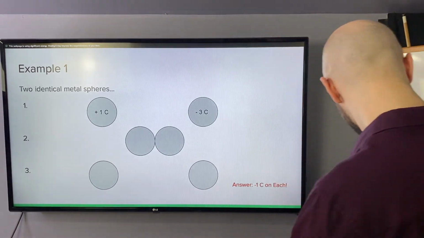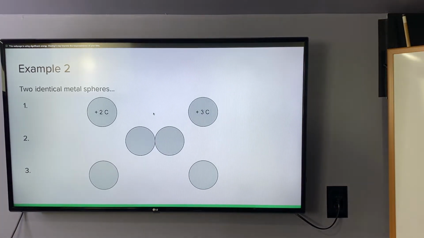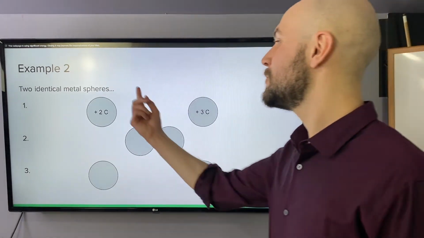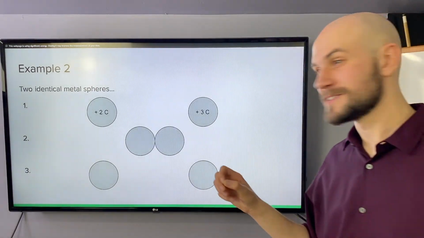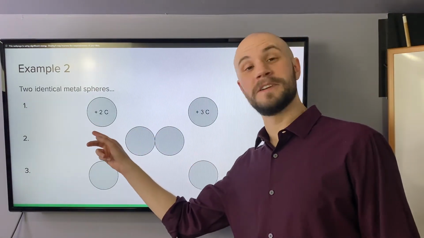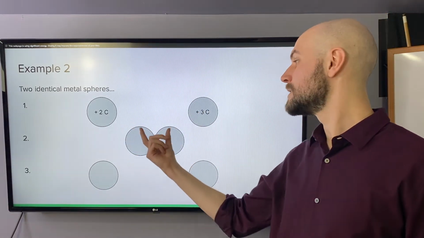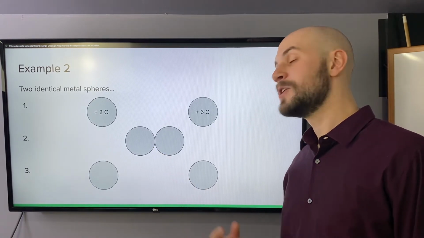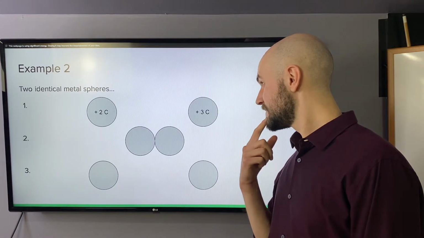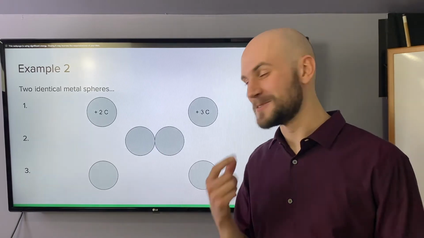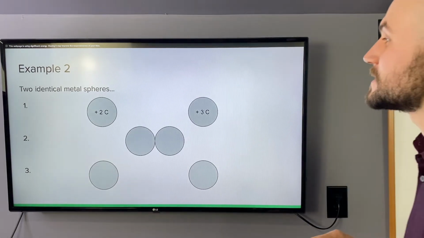Try another example. So now, in this case, we have a +2 Coulomb charge on this sphere, +3 Coulomb charge on this sphere. Both of these spheres are missing electrons. This one is missing electrons more than this sphere is, because this is more positive than this sphere. We touch them together, we separate. What's the charge on each one of those spheres? It's so weird asking questions to an empty room. Okay, what's the charge in each one of these spheres after we touch and separate?